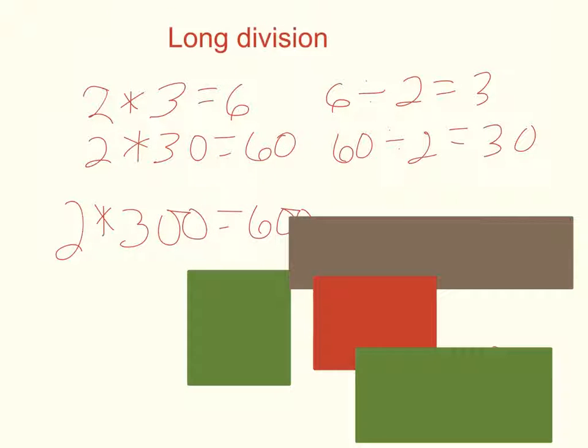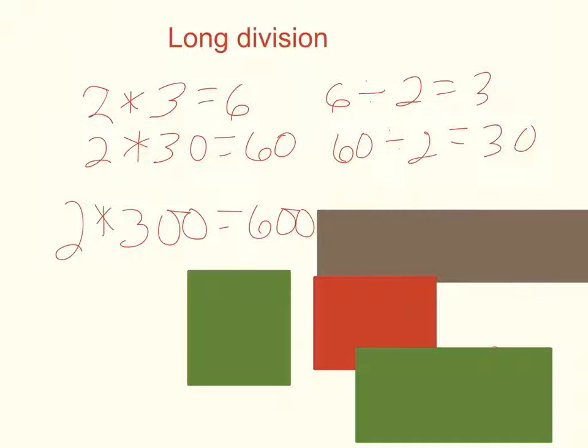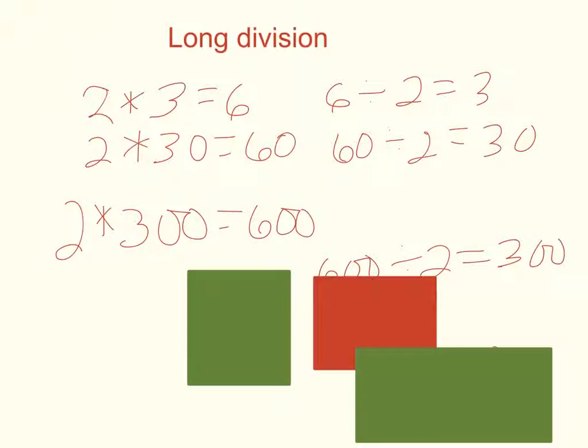Now I've got 2 times 300, and that equals 600. So now the 3 that was up at the beginning got 100 times bigger. So the answer 6 got 100 times bigger. And then if I flip it around, I get the 600 divided by 2 is 300. So again, it's just getting a little bit bigger and flipping it over.